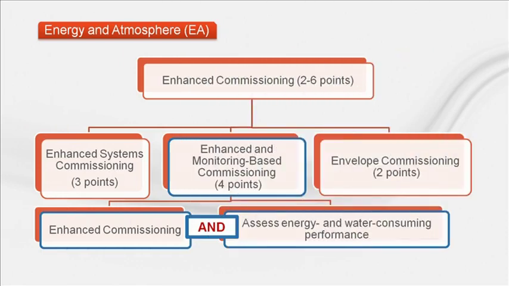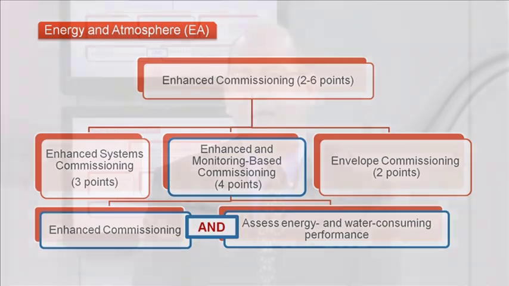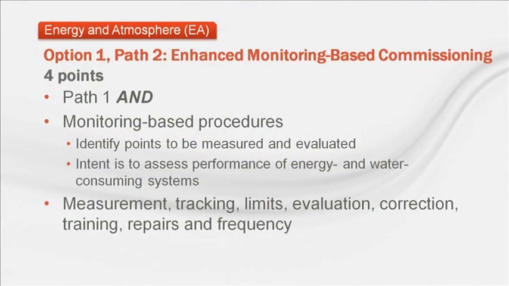Now let's look at Path 2, where enhanced commissioning and assessing performance can attain 4 points. Path 2 has the same requirements as Path 1, but adds monitoring-based commissioning. Monitoring procedures must be followed with the intent to assess performance of energy and water-consuming systems. But this is not just monitoring, but evaluating, correcting, and even repairing the systems.